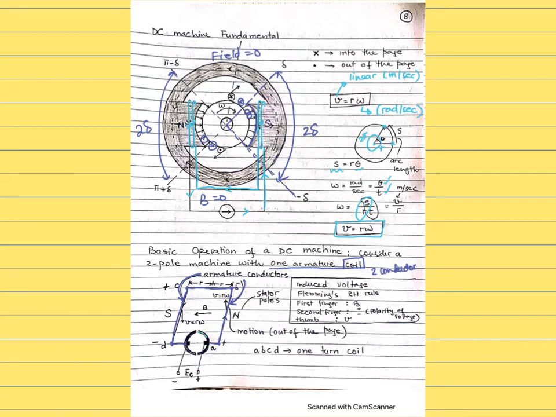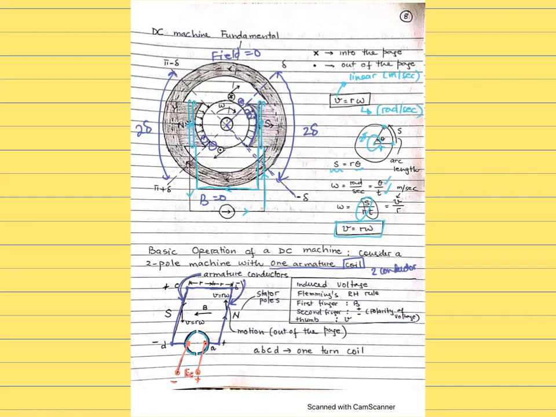So these are shown as the commutator segments, and the brushes in here. So these are the brushes to make external contact. So this is where you're going to connect the external connections if it's working as a generator. So this is where the voltage will be induced, produced. Okay. So we're going to understand right now how the voltage is induced if this coil, this 2-conductor turn of a coil, is rotating inside the magnetic field.